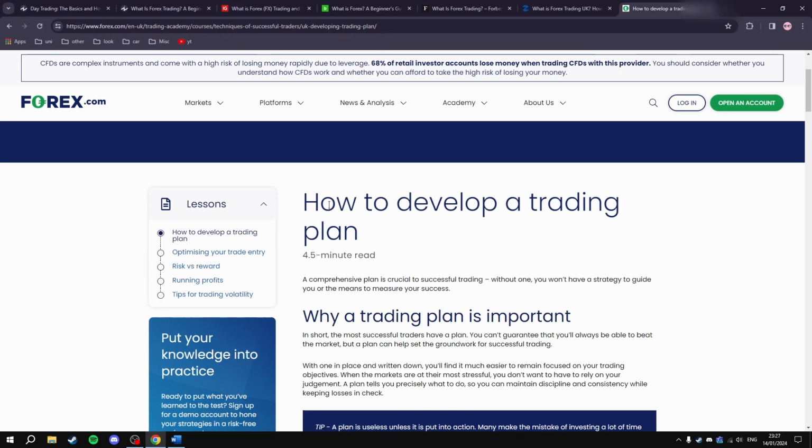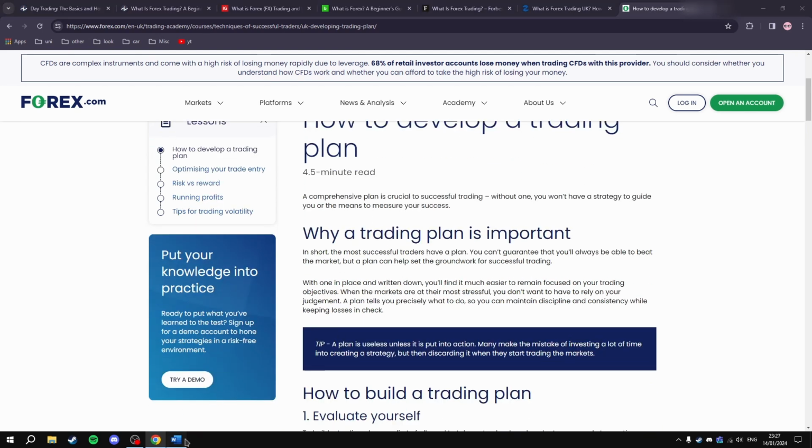How to develop a trading plan. A comprehensive trading plan is crucial to successful trading. Without one, you won't have a strategy to guide you or the means to measure your success.